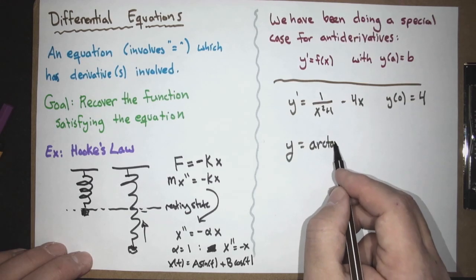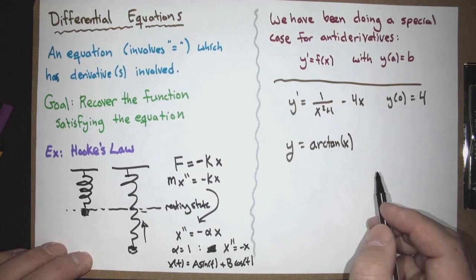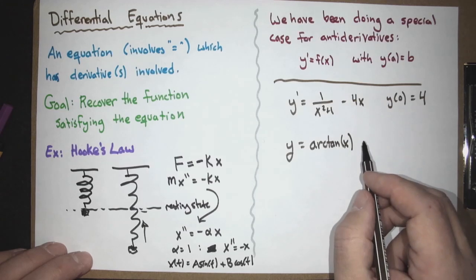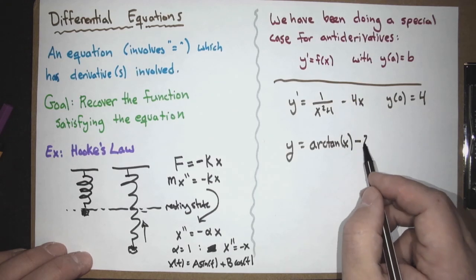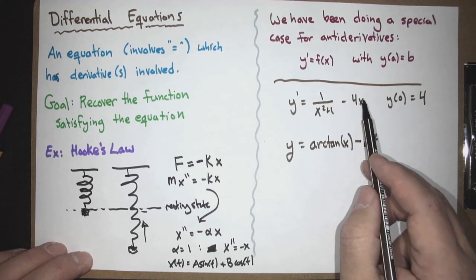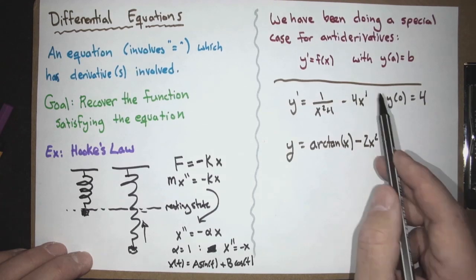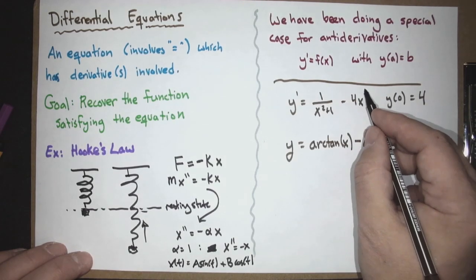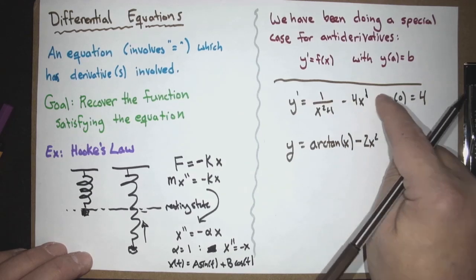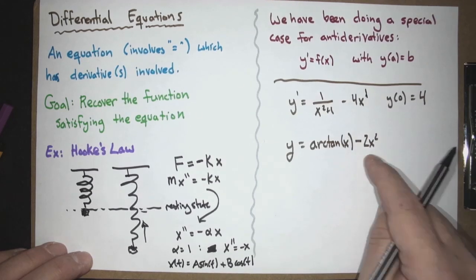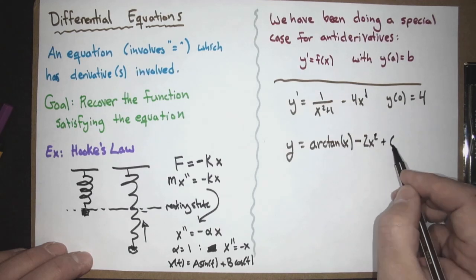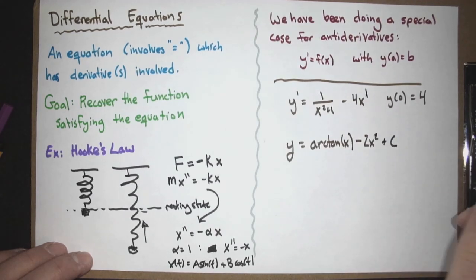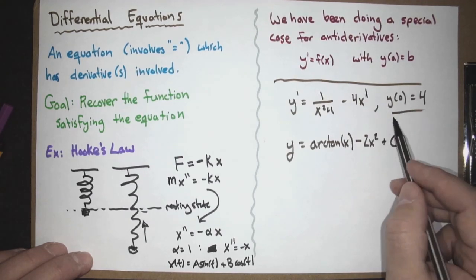Arctan. What? Oh my gosh. Who would have guessed we would have got an arctan? What are the odds? Minus 2x squared. Right? You add 1 to the power. So this minus 4x is 4x to the power 1. 1 plus 1 is 2. So you divide by 2. Anything else? Plus c. So that's plus c.